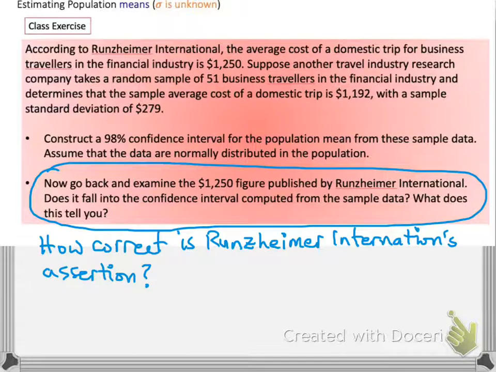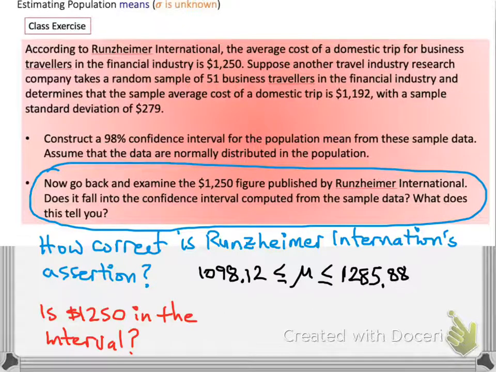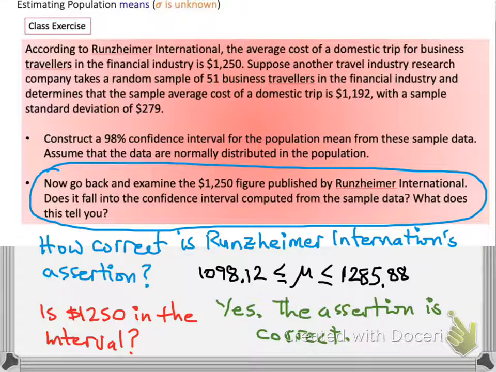Now, to answer the other question, how correct is Ronzheimer International's assertion? You remember they said that the average cost is $1,250. Are they right or not? How right are they? Well, the question to answer to figure out if they are right or not: the interval that we have created from this data, does it contain $1,250, which is the assertion that Ronzheimer International made? You will see that $1,250 lies in this interval that has been created. So that means that the assertion that Ronzheimer International made is correct. I hope this is clear to you.